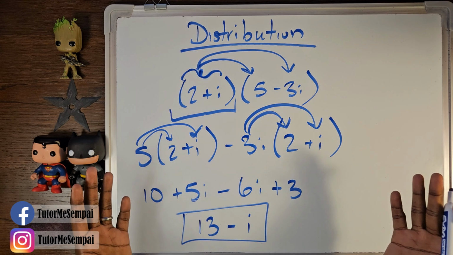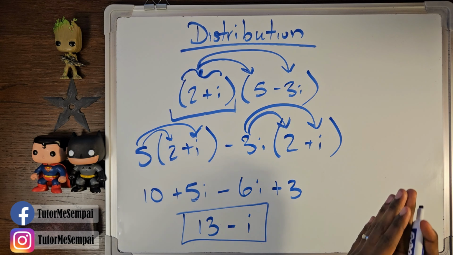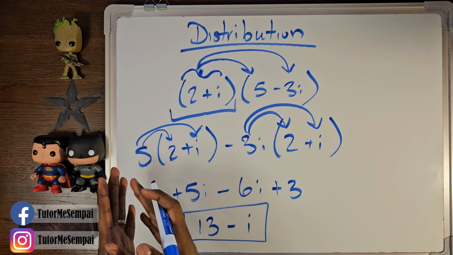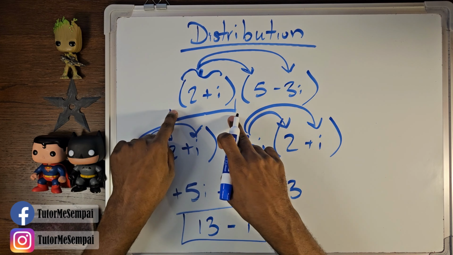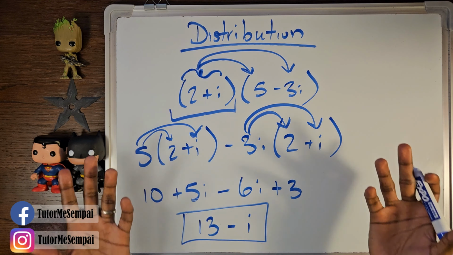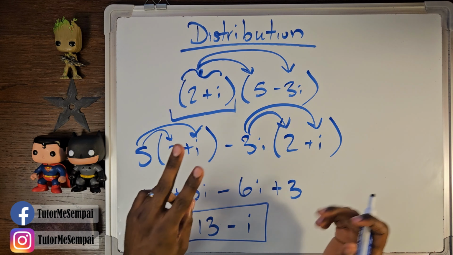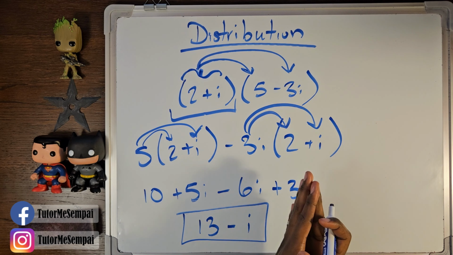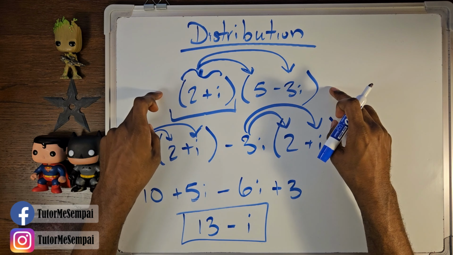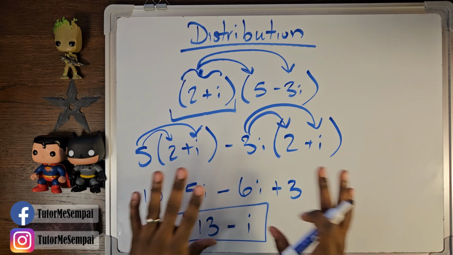And notice all we did was do the distribution method that we're so used to with constants. But instead of having a constant, we had a complex number. But it's the same exact steps. So now we're going to move on to our second method of multiplying our complex numbers. But we're going to stick with this example because we want to make sure that we get the same exact answer no matter how we do it.